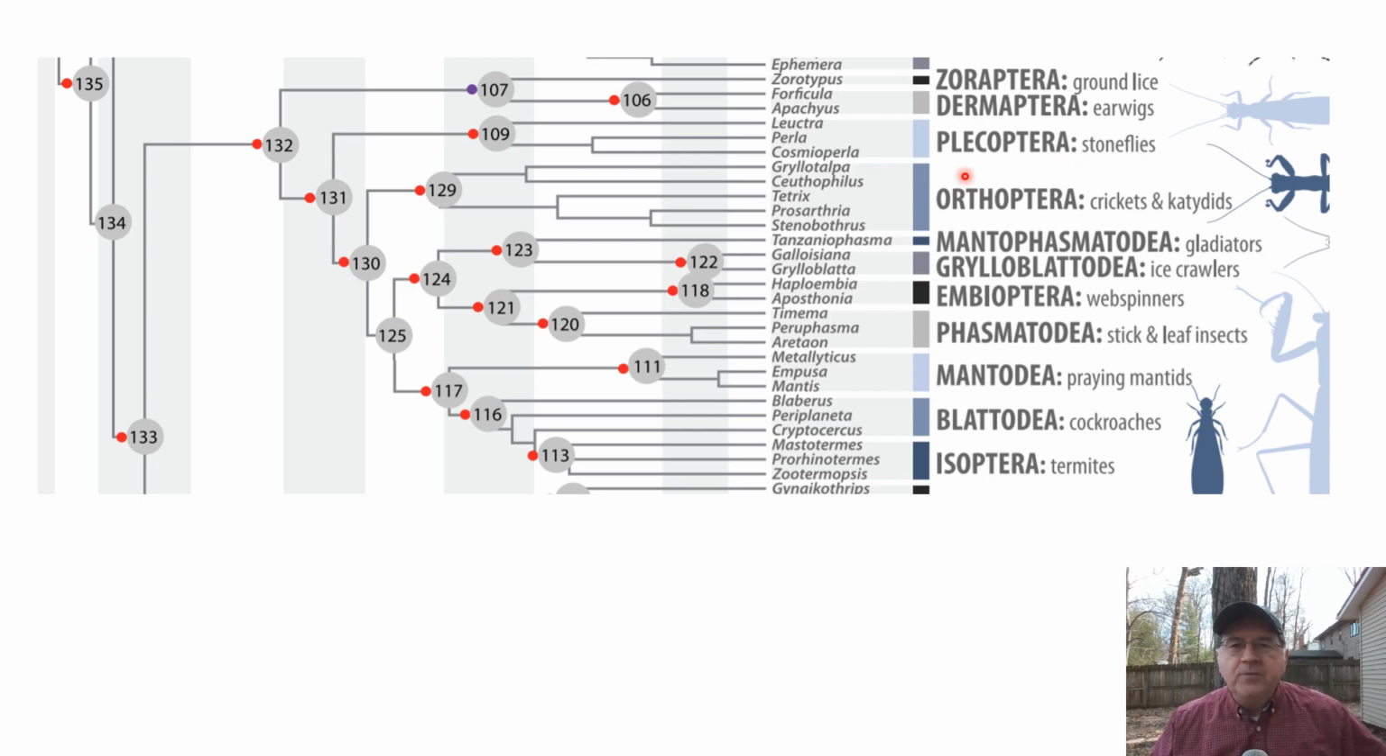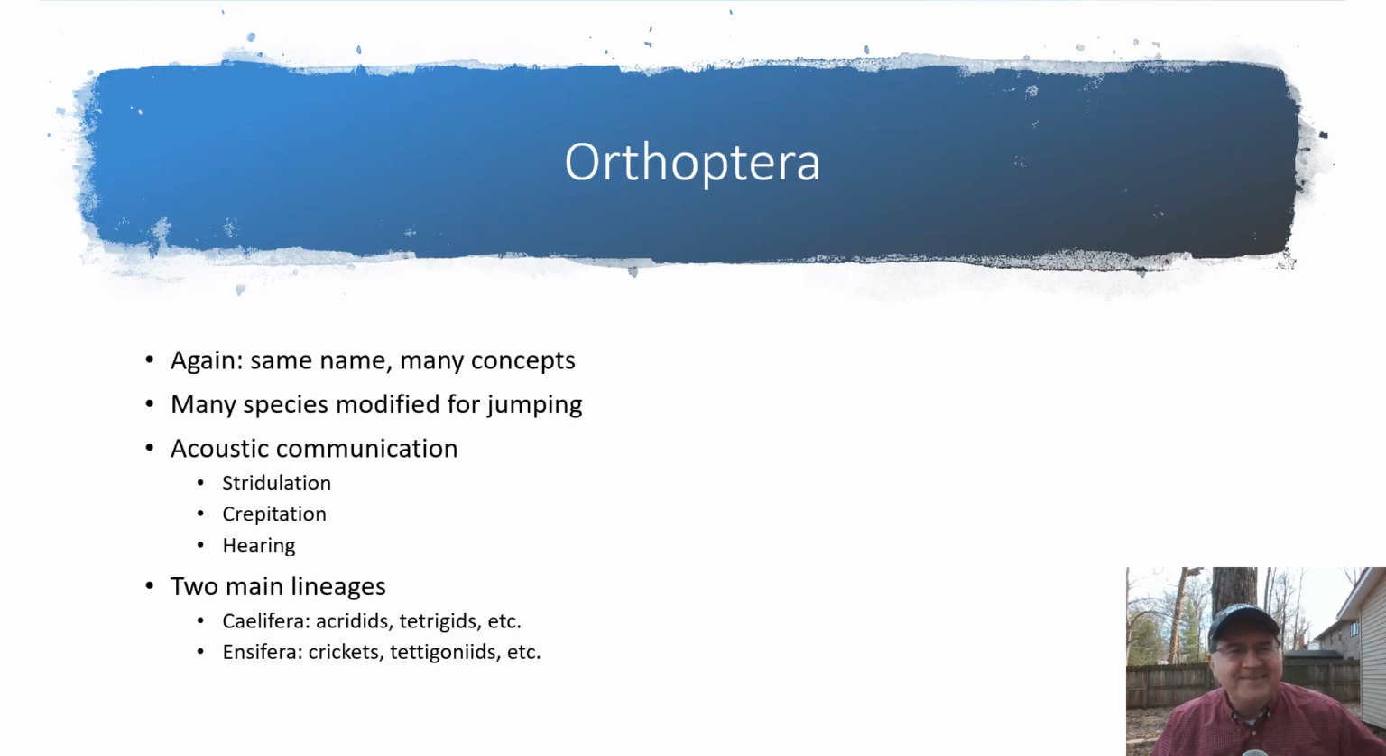So racing through, let's go to the largest group of the Polyneoptera, the Orthoptera. And here, when I'm talking about large, we're talking about 20,000 species or so. So a vast, vast group, in which I have a vast, vast number of pictures to go through for you, showing you the interesting looking ones.